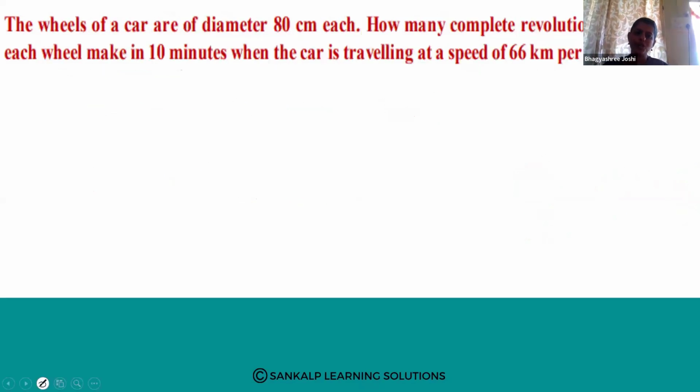Next, the wheels of a car are of diameter 80 centimeter each. How many complete revolutions does each wheel make in 10 minutes when the car is traveling at a speed of 66 kilometer per hour? Speed they have given, that is 66 kilometer per hour, right? The wheels of a car are of diameter 80 centimeter each. Diameter they have given.